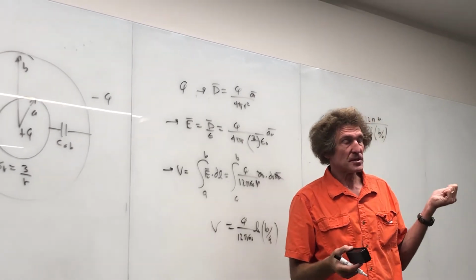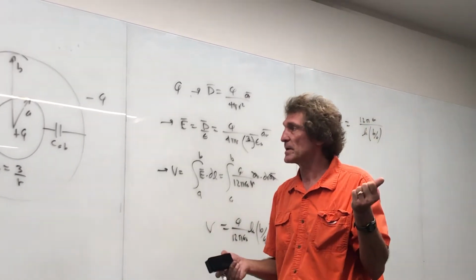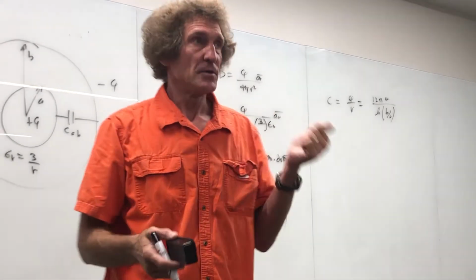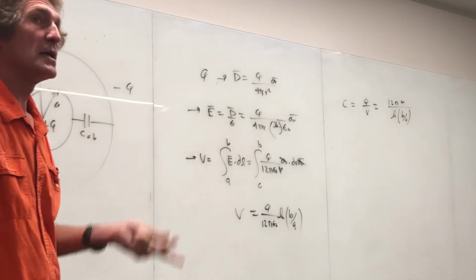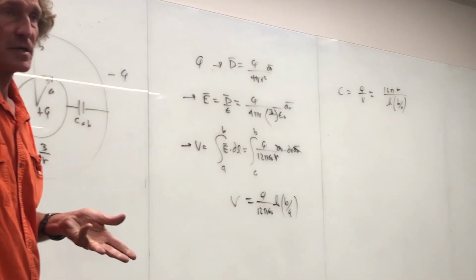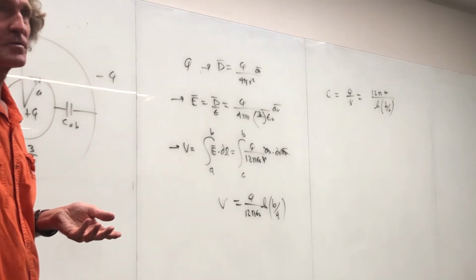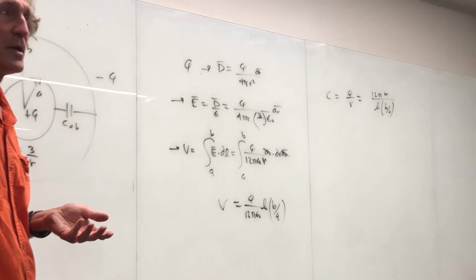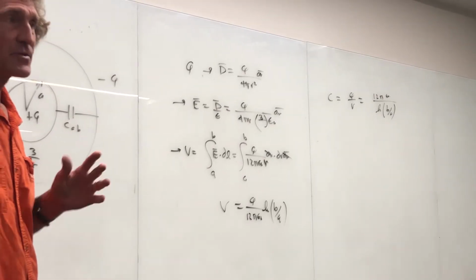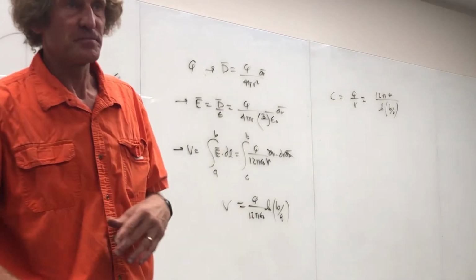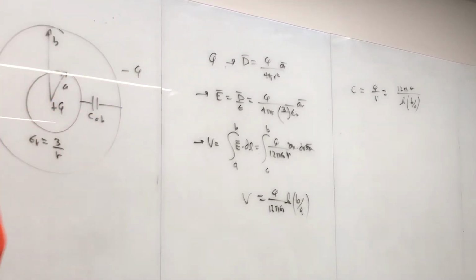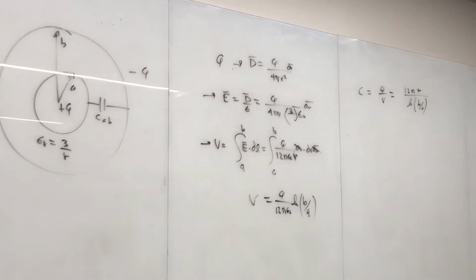Make sure if you're doing these things, if you're talking about a spherically symmetric system with a varying epsilon, you start with assuming Q, get D, get E, get V, then get C. Some people just have that formula memorized, I think. It's 4 pi epsilon naught over 1 over A minus 1 over B. That's only good if epsilon is a constant, right? Not if epsilon relative varies. Are there any other questions here at all?